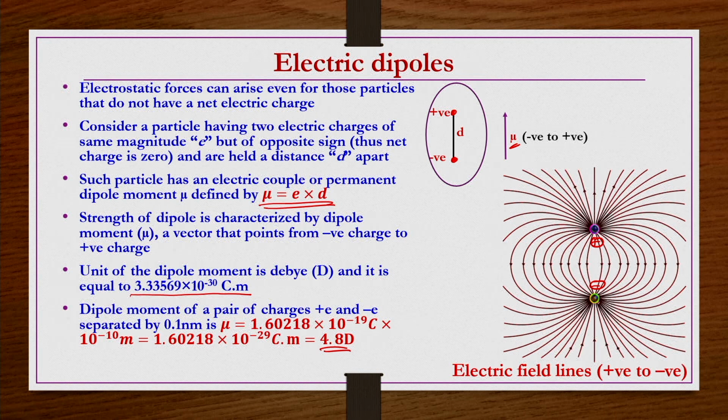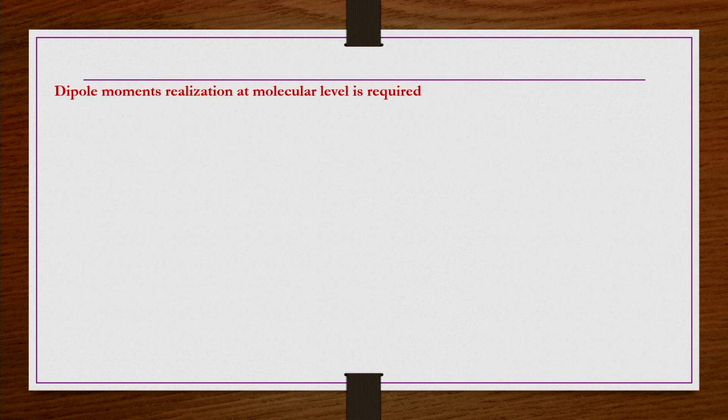Now, one plus charge and one minus charge are balanced, but still a kind of electric field is developed. Because of this developed electric field, a permanent dipole moment may be there even for things where there is no net charge. Okay. We take an example and see.